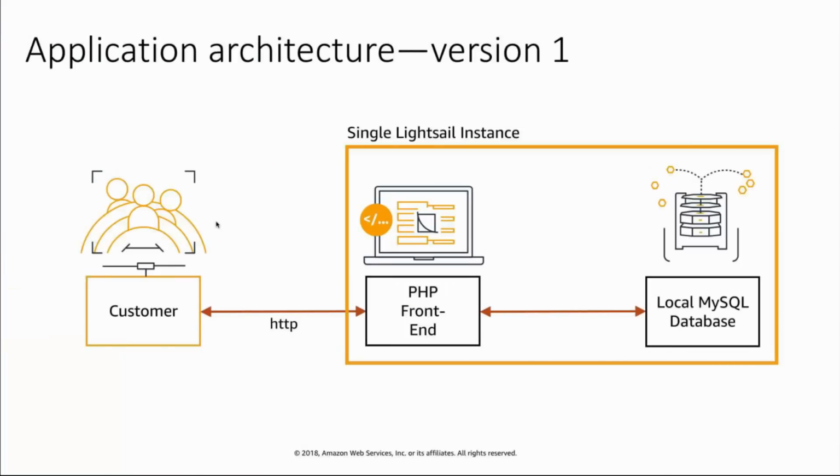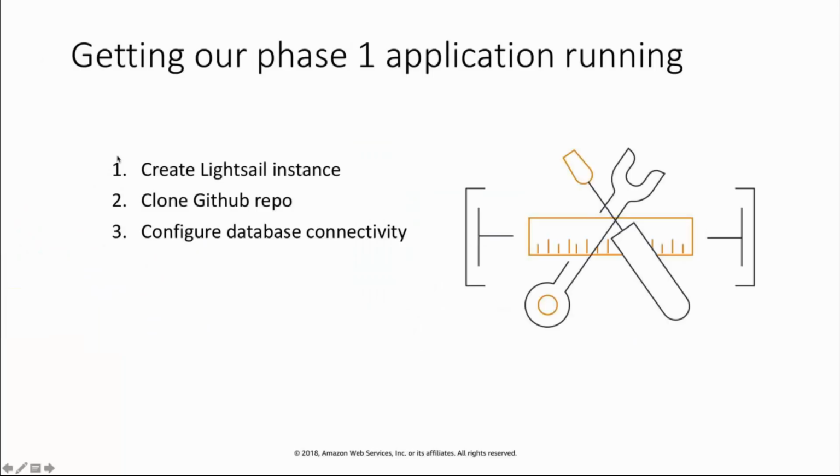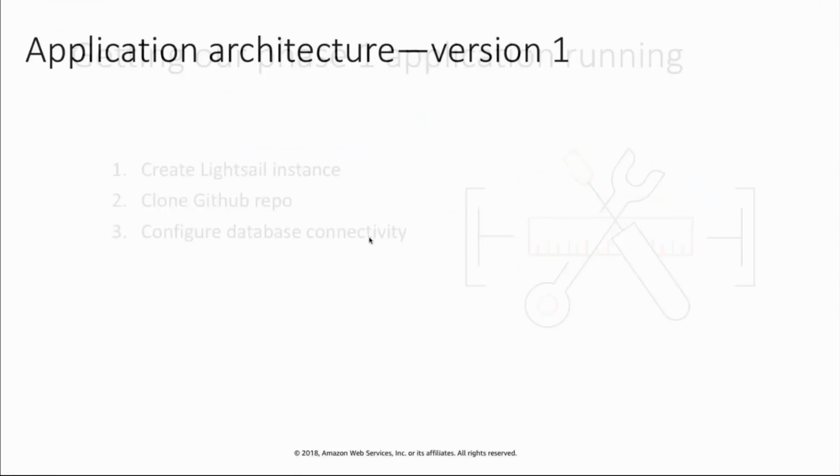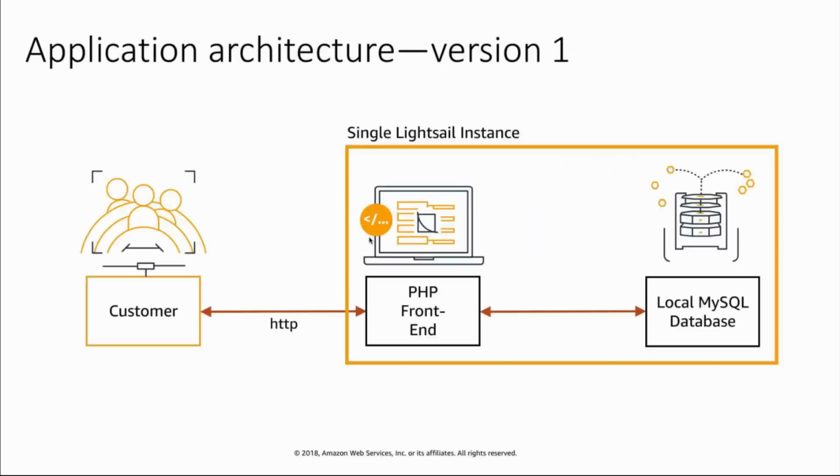And what we did, let me back this up a slide, is we created the Lightsail instance, we cloned in the repo, and we edited that config.php file. Now, we have the application running, and it looks like this: single instance, web front end, local database. There's a problem with this. I'm just going to pause here for a second, let you guys think about it. Think to yourself, what are some of the issues with this architecture? Like, why would you not want to put this in production?